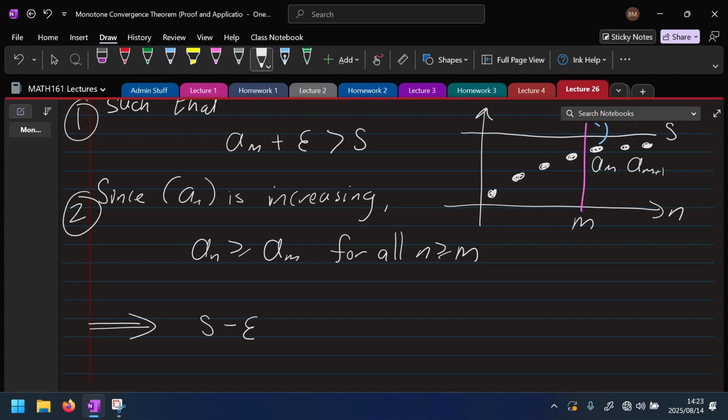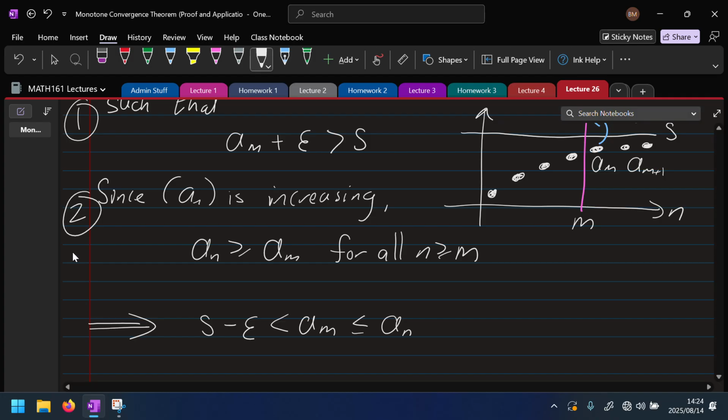S minus epsilon, so we just take the epsilon over to the other side, is less than AM. Right, we just took it over to the other side there. And AM from part 2 there is less than or equal to AM. Okay. So we've got that.